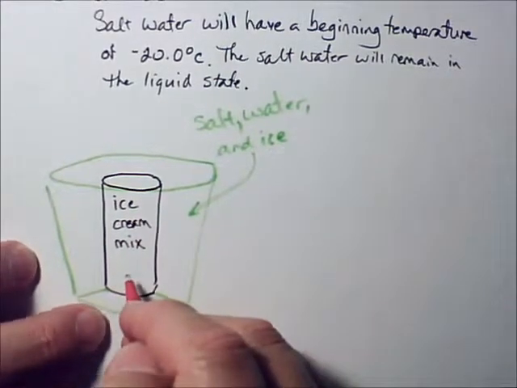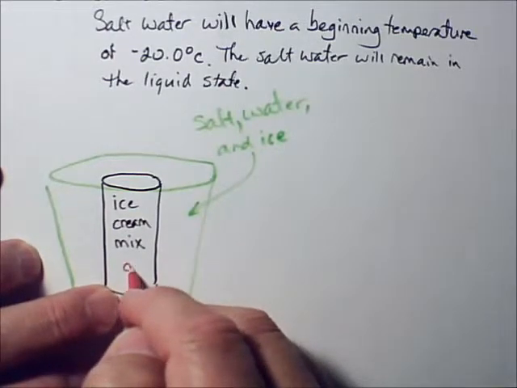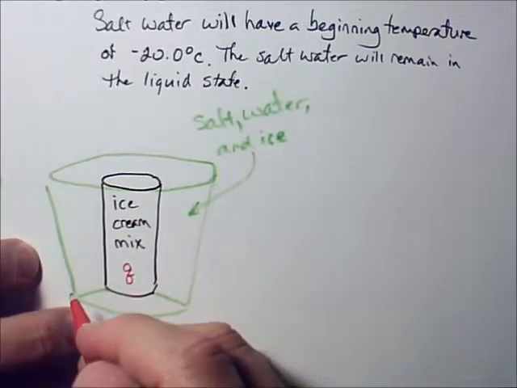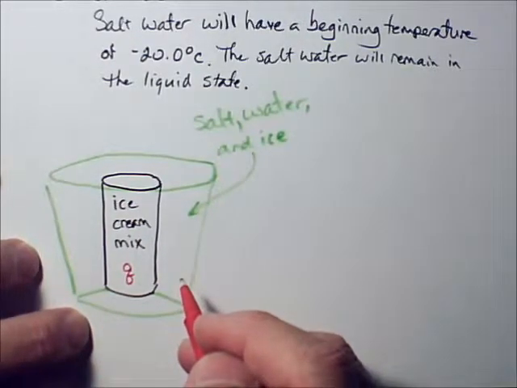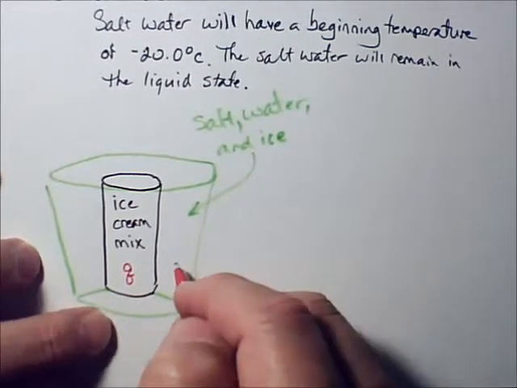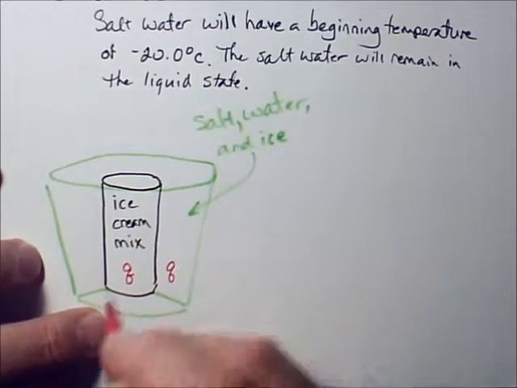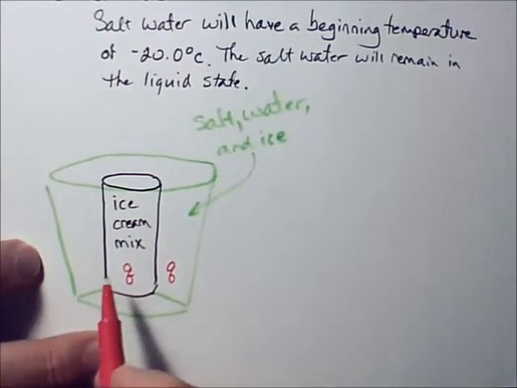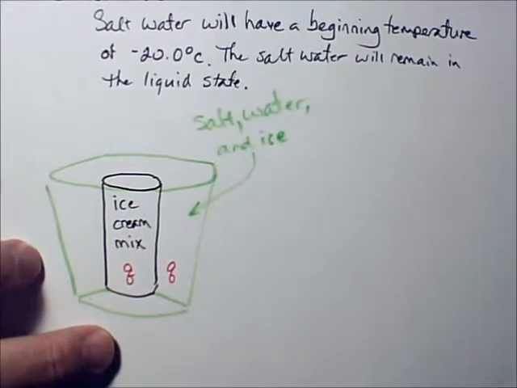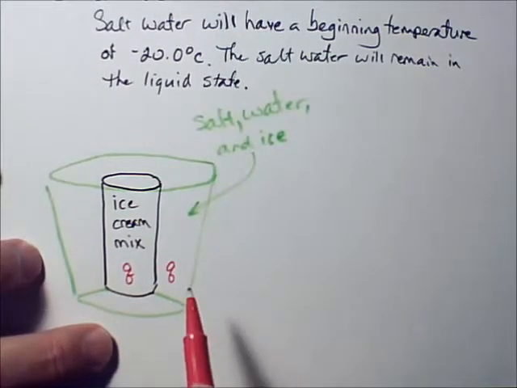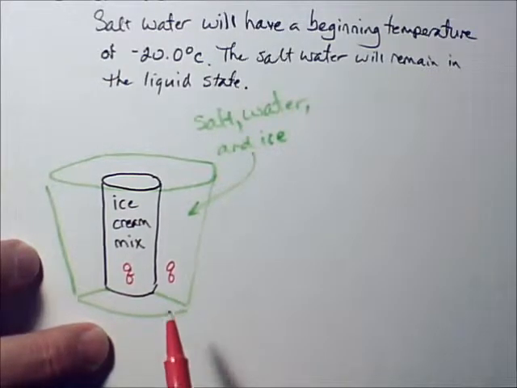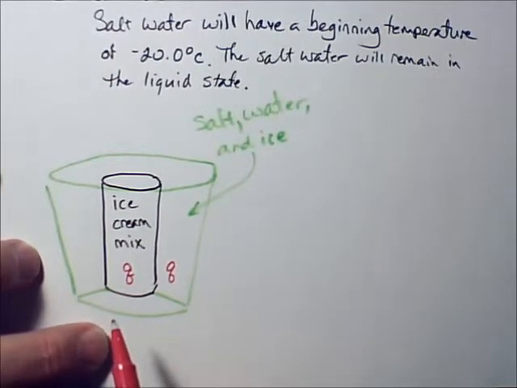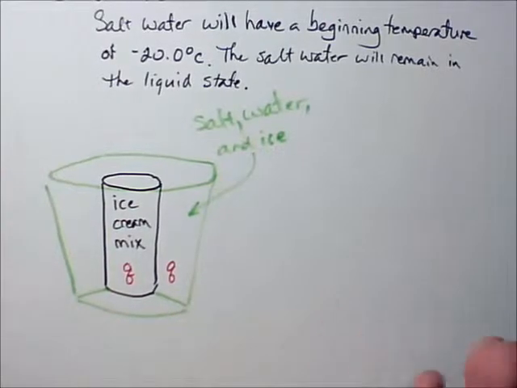Okay, so the energy in the ice cream mix wants to either leave to match what's in the outside, or the energy in the outside wants to leave to match what's in the inside, so that the temperatures of the two are the same. It's the difference in those temperatures that creates the possibility of heat energy transfer. It's why weather works on the planet Earth.